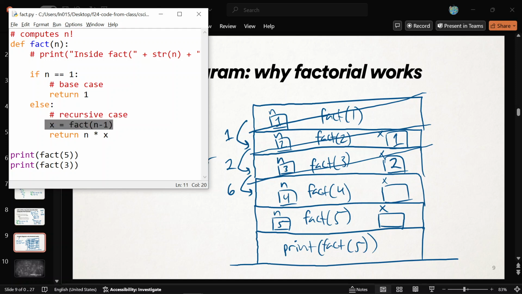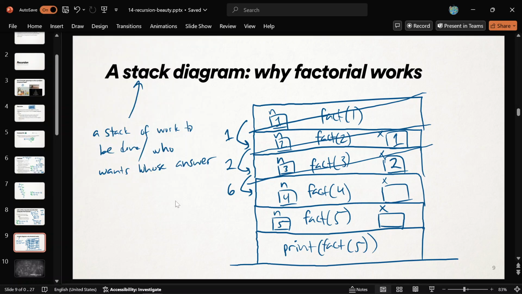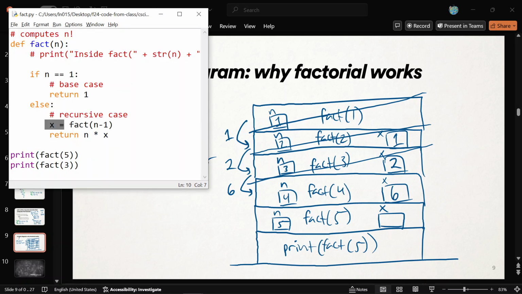And so again, fact_of_4 was waiting on this line, and it finally saw an answer back for fact_of_3. It got its answer for fact_of_3 back, it saw 6, and it's going to shove that into its x variable. It's going to place 6 there. And then it can do the rest of its job. It can run its last line. It's going to multiply its n, 4, times the factorial of 3, which was 6. It got that back now. And return that answer back to whoever called it. So that's 24. And that is the correct factorial of 4.